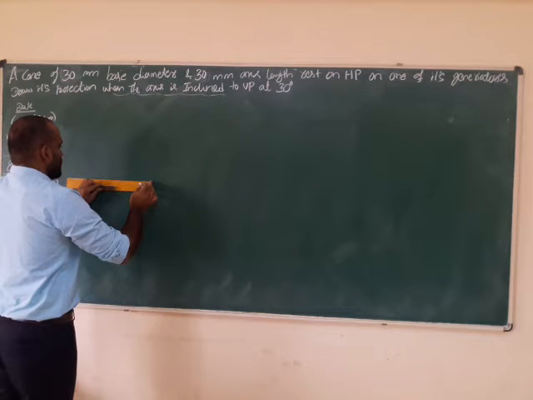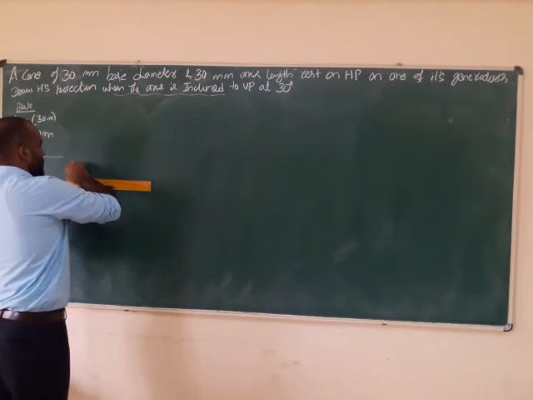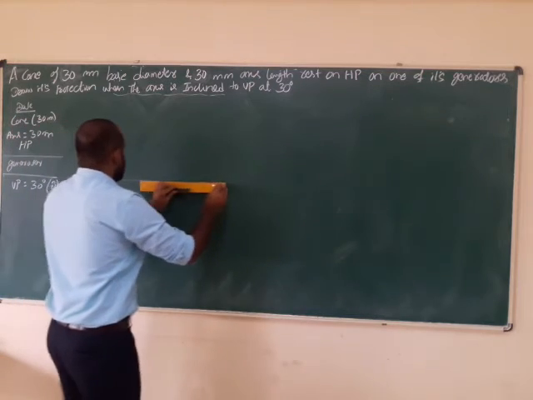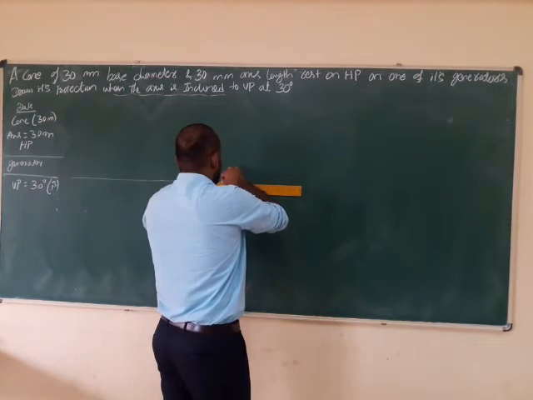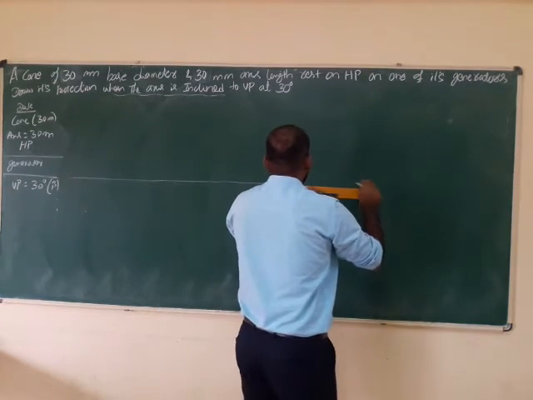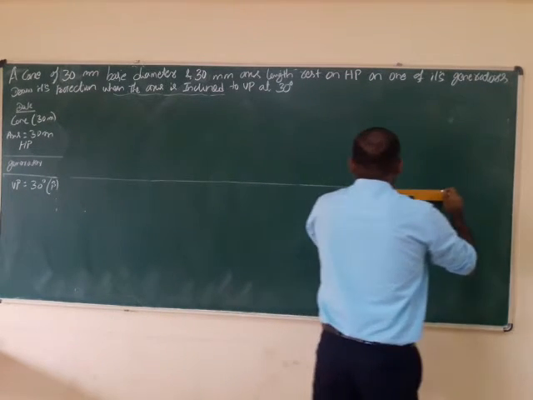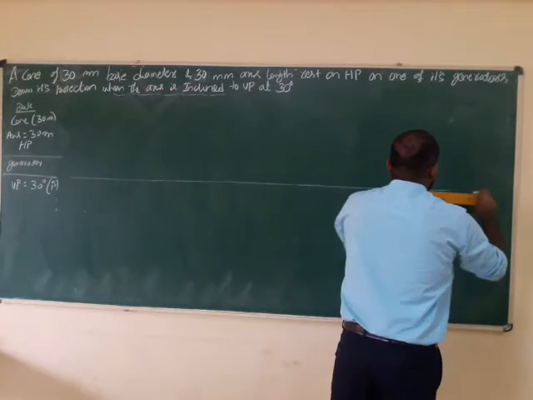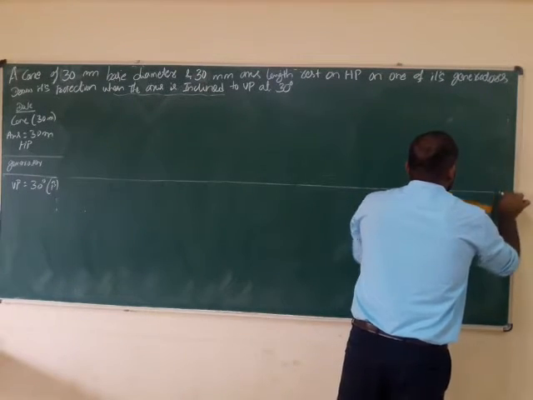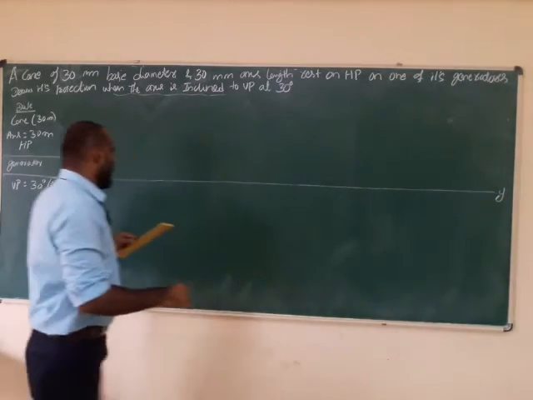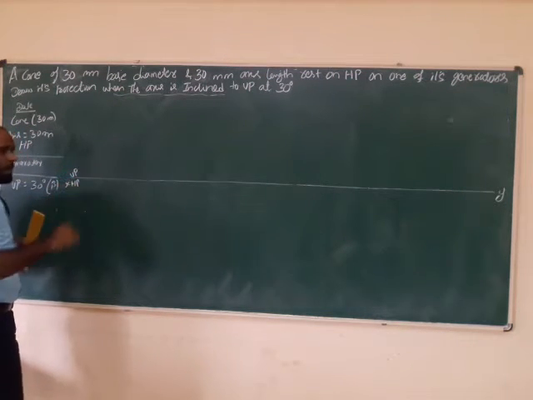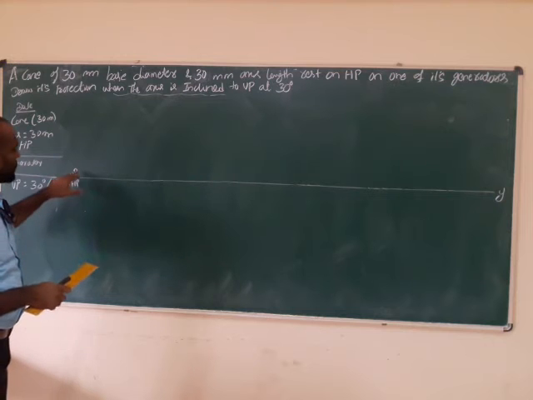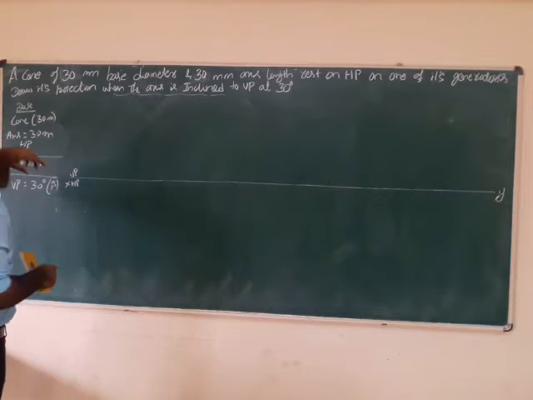First, draw the XY line. One end is called Y, another end is called X. VP and HP is the first quadrant, so that's why you have to write VP and HP.